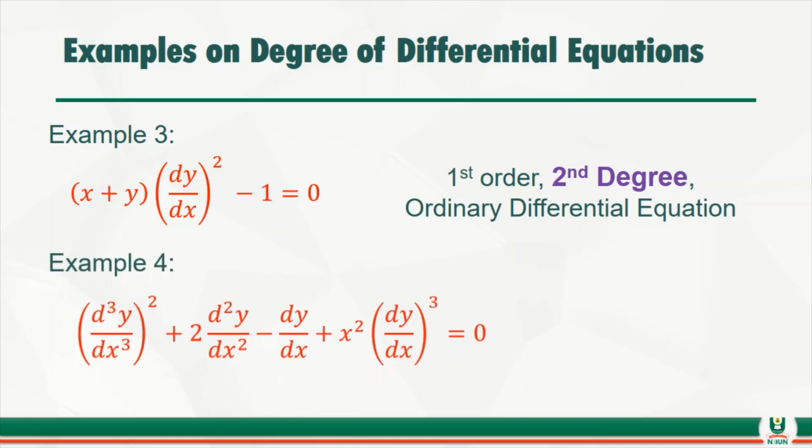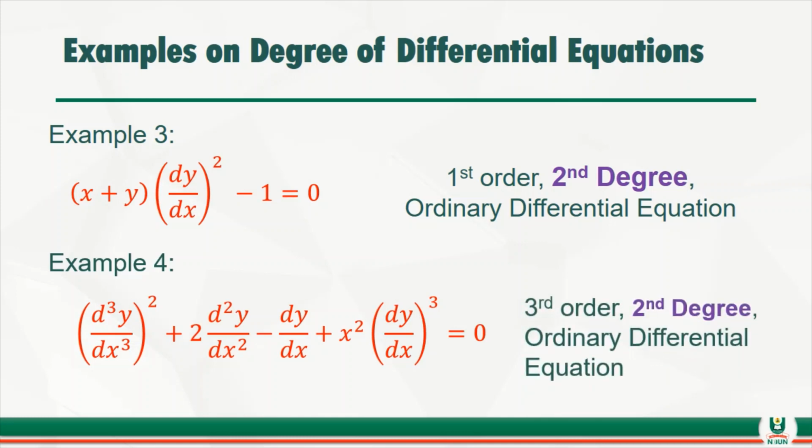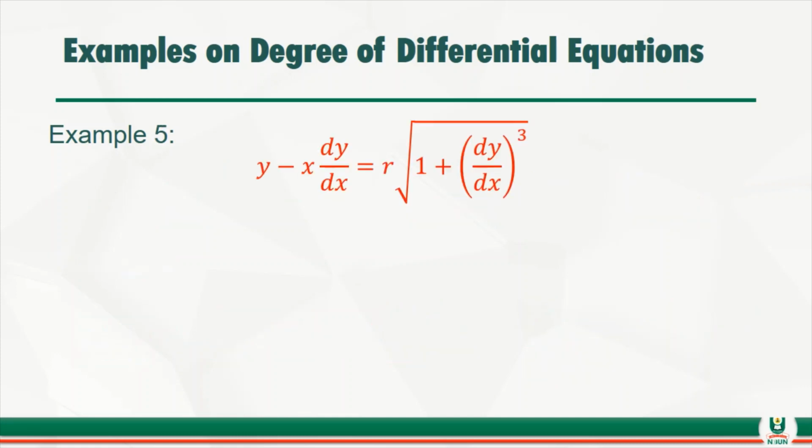Example 4. If you see this one again, you notice that we've described this one before. We only used the order the other time, but this time we want to add the concept of degree to it. What is the highest derivative? Is third. So we have the third derivative. What is the power of the highest derivative? The power is 2. So example 4 is actually a third order second degree ordinary differential equation. Why do I call it ordinary? I have only one dependent variable and one independent variable.